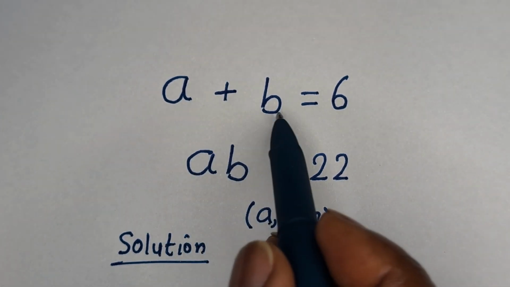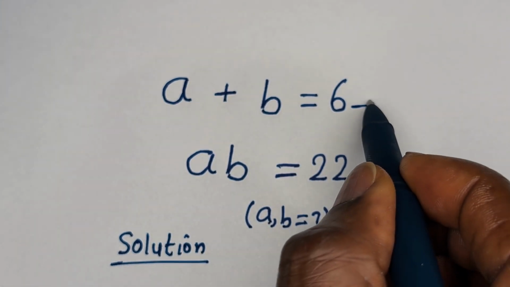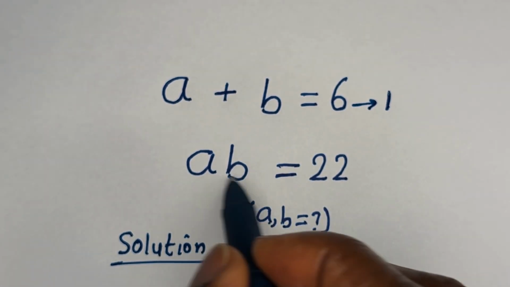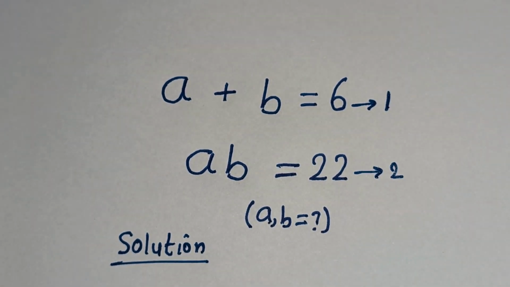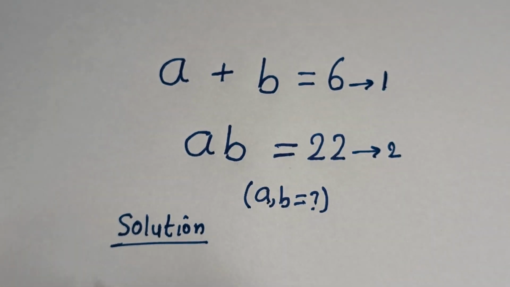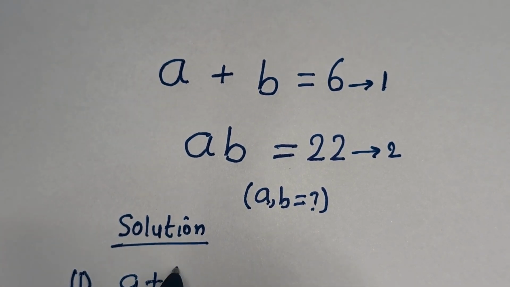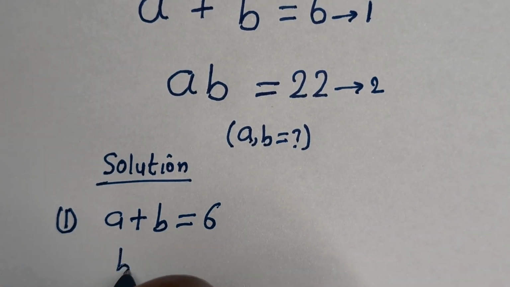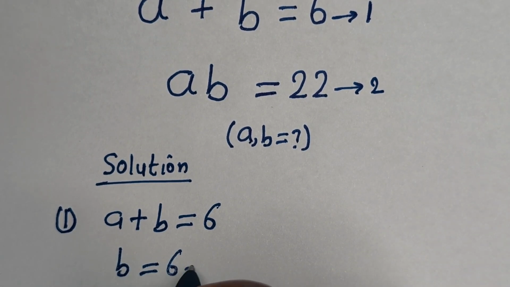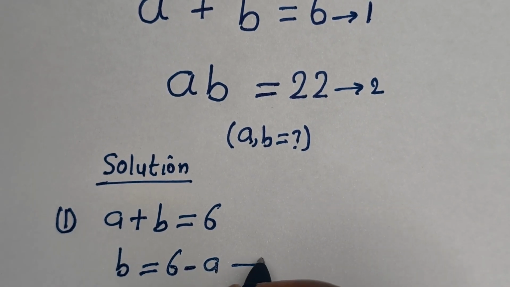a plus b is equal to 6. Let us call this equation 1. ab is equal to 22. Let us call this equation 2. Now from equation 1, a plus b is equal to 6, b is equal to 6 minus a. Let us call this equation 3.